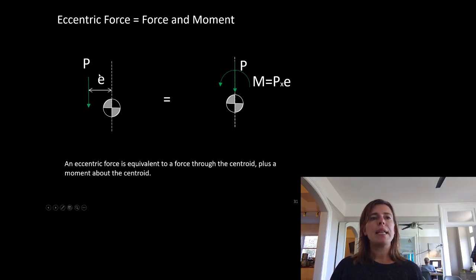So an eccentric force, or P times E, this force eccentric from the centroid, is the exact same thing as this same force through the centroid and the moment about the centroid, where moment is P times E. So these two things are exactly the same. These are equivalent to each other.